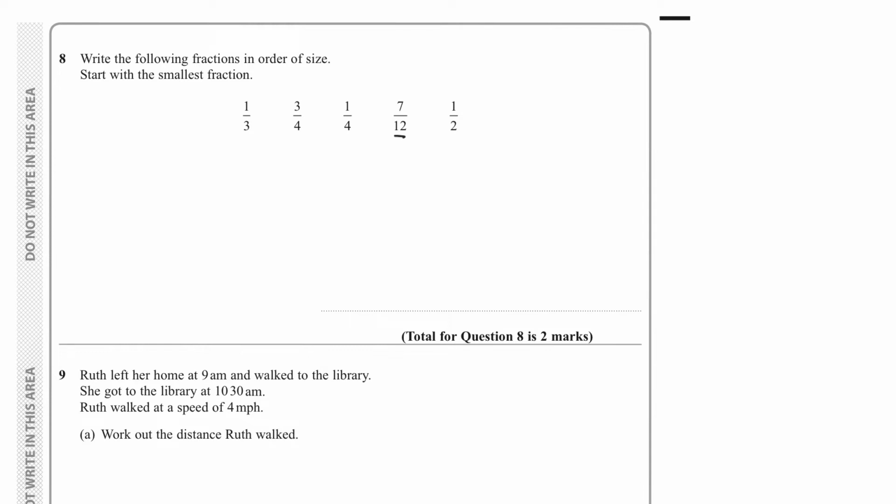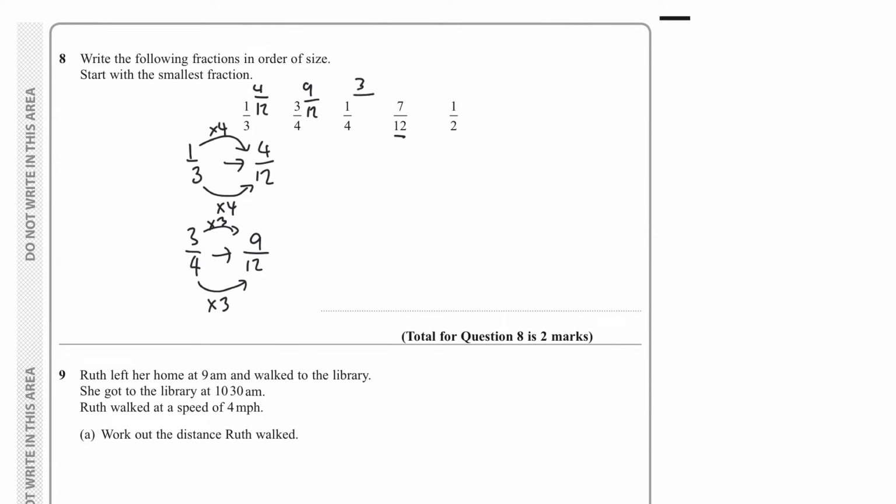So if we look at the third, to convert into 12 as the denominator, 3 times 4 makes 12, so you times the top by 4. That would be converted into 4/12. And then the 3/4, 4 times 3 gives 12, so do the same to the top. That would leave you with 9/12. So we've got our 4/12, 9/12, and then the quarter, times the top by 3, so that'll be 3/12.